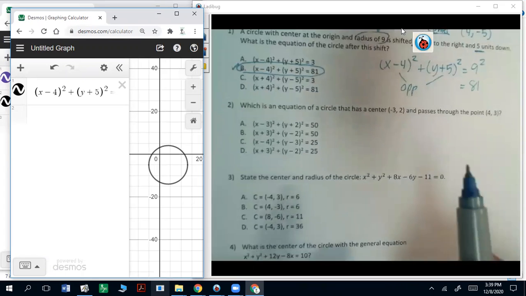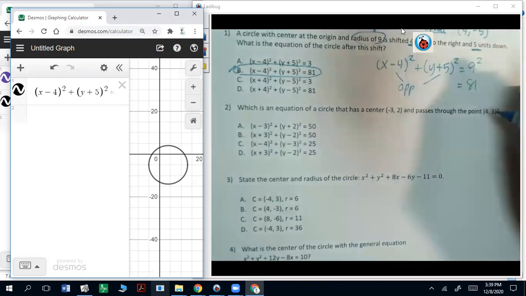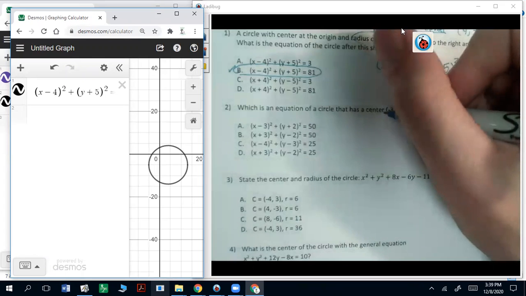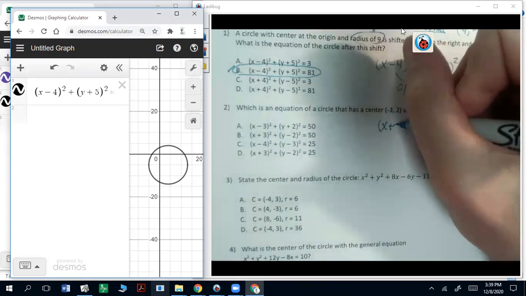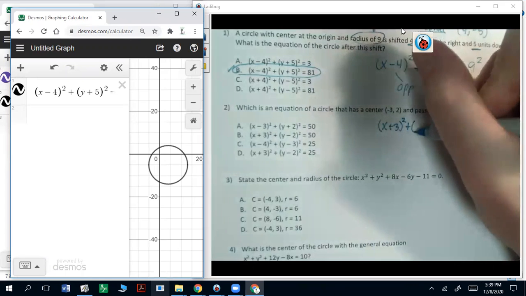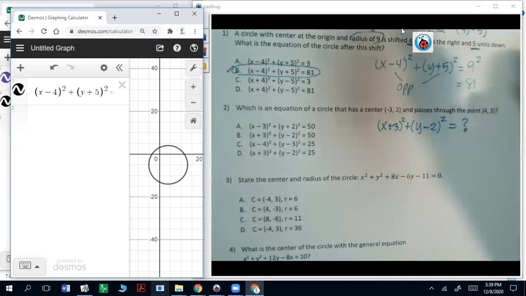All right, question number 2. Which is the equation of a circle with center (-3, 2) that passes through the point (4, 3)? Knowing the center, we do (x + 3) squared plus (y - 2) squared, but we don't know the radius. So we'll leave a big old question mark.